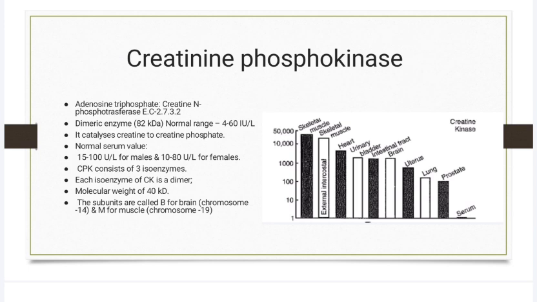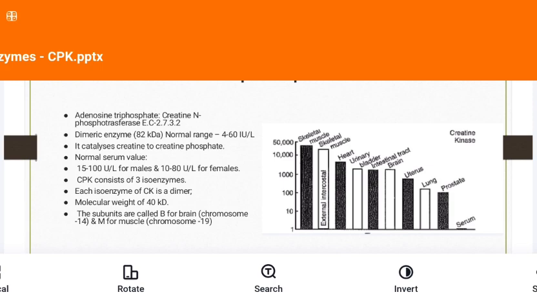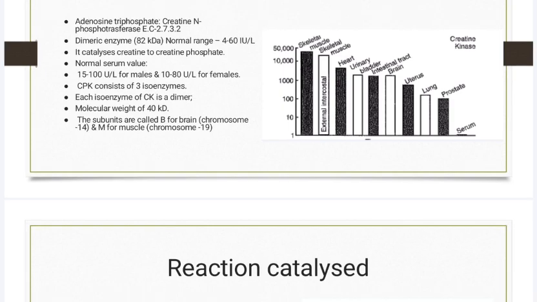It consists of three forms of isoenzyme. Each isoenzyme is a dimer of molecular weight 40 kilodaltons. The subunits were derived from chromosome 14 and chromosome 19 for the heart form and the muscle form respectively. The graph represents the level of tissue localization of creatine kinase, where creatine kinase is highly found in the skeletal muscles.